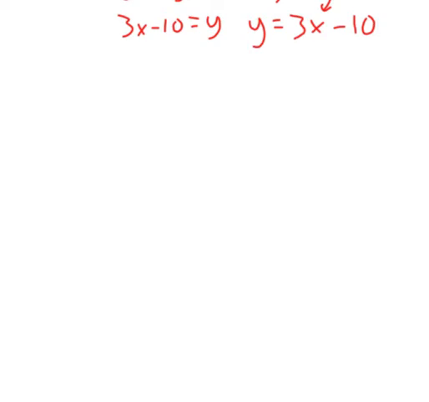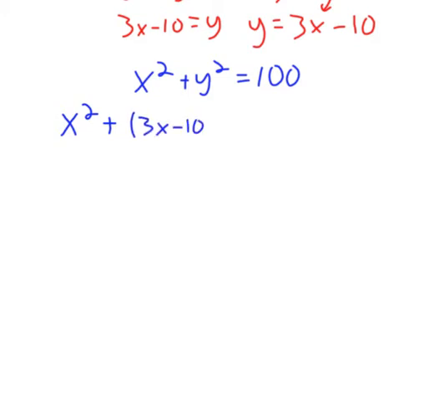So again, equation 1 is x squared plus y squared equals 100. So let's rewrite that now that we know y. x squared plus y squared will look different now. y squared is now (3x minus 10) squared, and that will all be equal to 100.